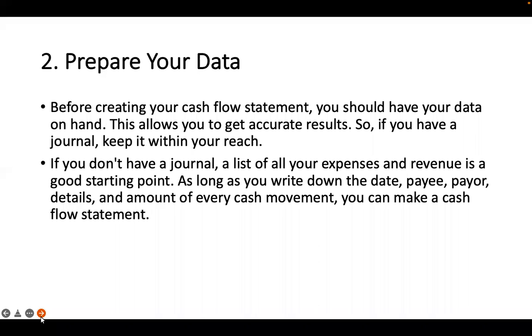If a journal has not been used or prepared, then you can start with all the expenses a company has incurred along with all the revenues a company has got by selling the product or any form of revenues it generated. Typically, it would be all the expenditures done by the company, and all the gains, revenues or cash inflows collected by the company. As long as you write down the date, payer details, and amount of every cash movement, you can make a cash flow statement.